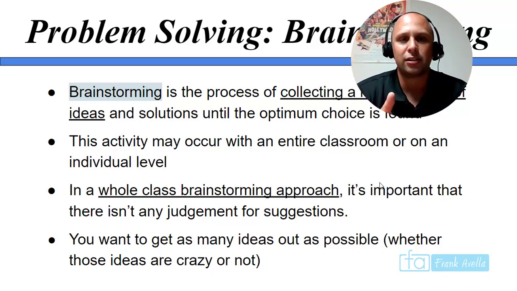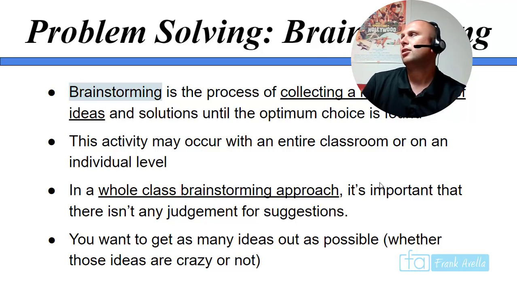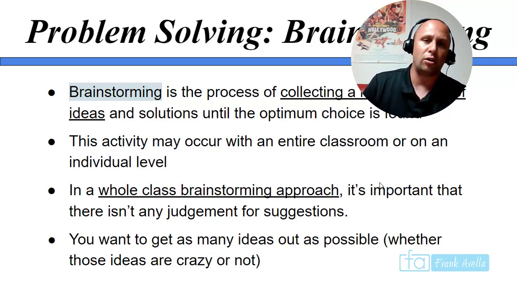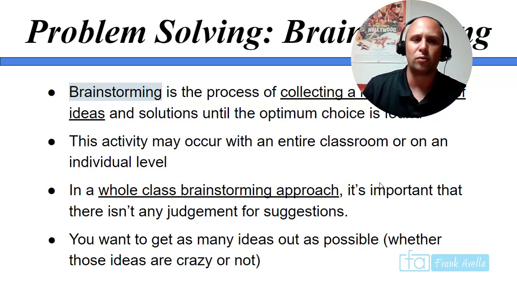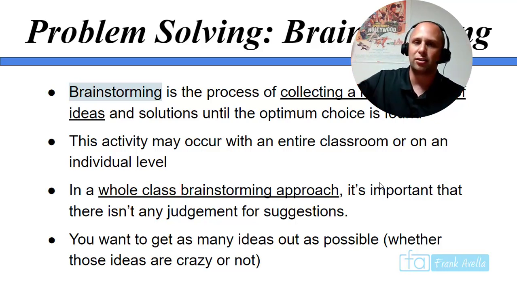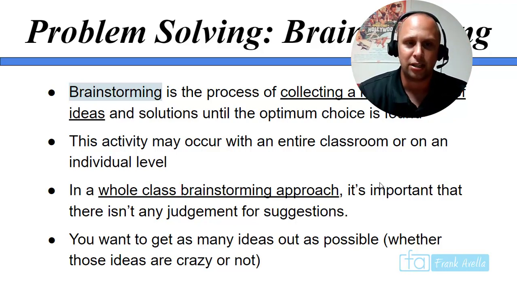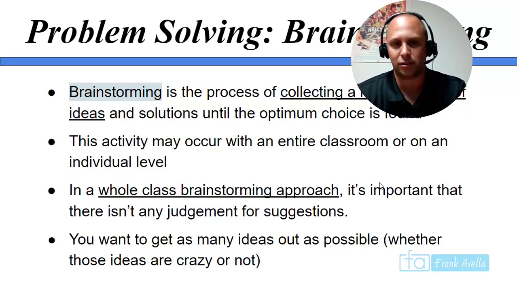In a whole class brainstorming approach, it's important that there's never any judgment with brainstorming. So there's never a wrong answer when you do brainstorming. This is with yourself or if you're teaching and using brainstorming. You could say, hey, what's an example of a fish? And somebody says a dog. You don't just say, oh no, you go close or whatever, but you don't want to judge anybody. You just want to get the ideas out there. If the dog is wrong, you don't write it on the board, but you just want to get a number of ideas. You want to get as many ideas as possible. And you throw out the crazy ones.